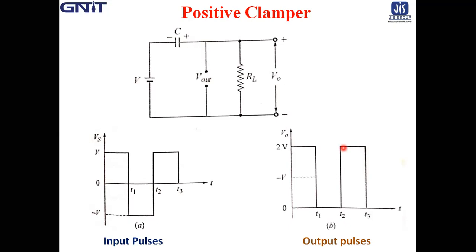The values of capacitor and load resistance RL are so designed that the time constant is very large, of the order of say milliseconds, much greater than the charging time constant. Since the discharging time constant is also greater than the time period of the input signal, the capacitor remains fully charged to V volt during the non-conducting period of the diode, that is from 0 to T1 or T2 to T3.